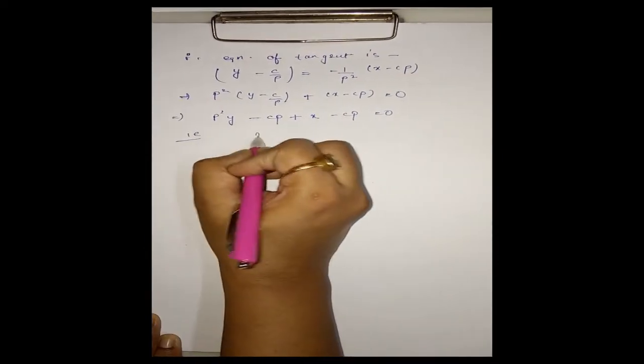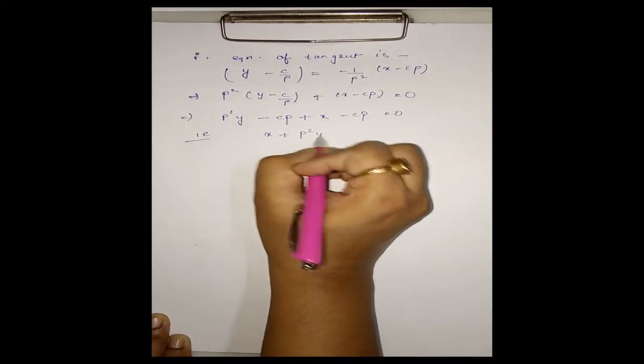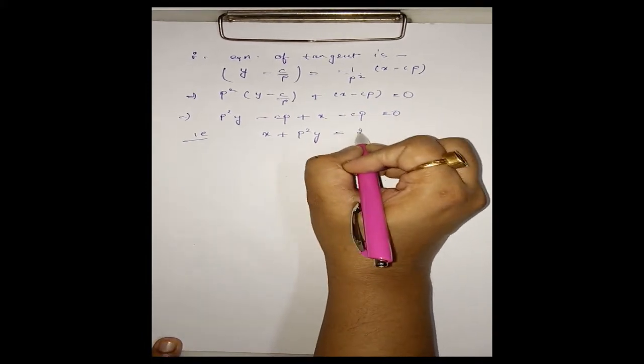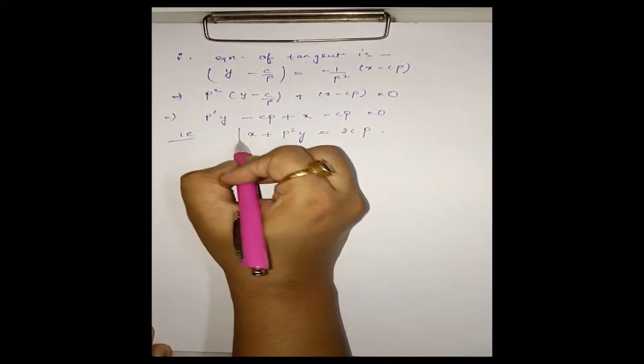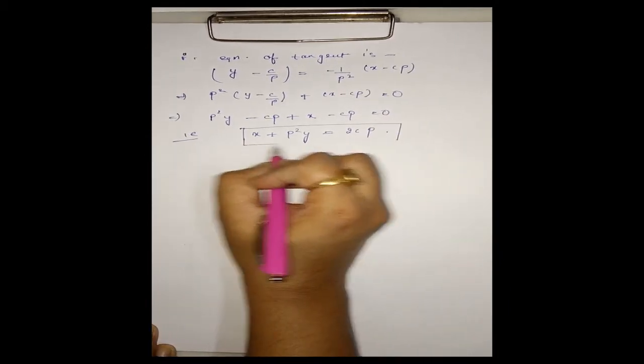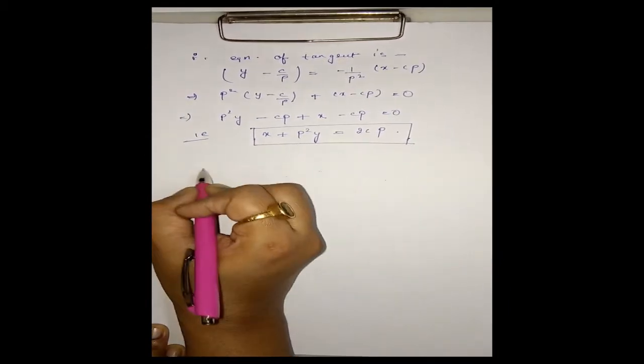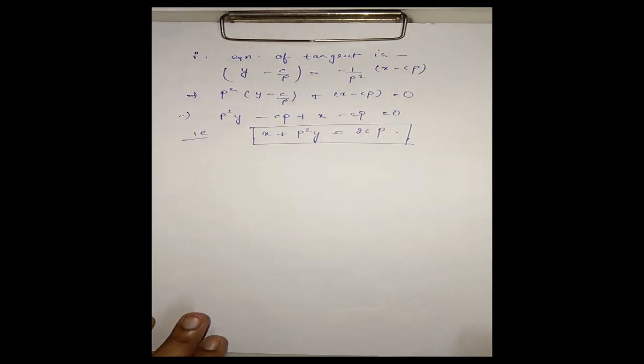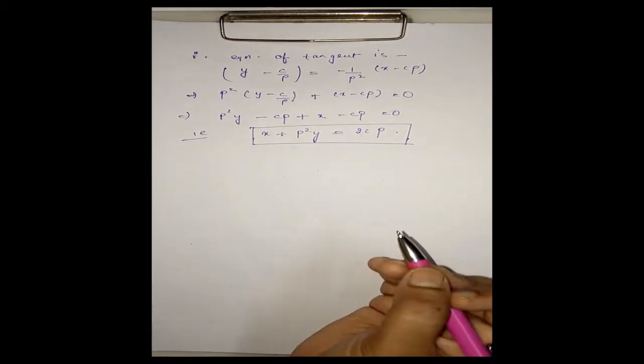That is x plus p square y is equal to 2cp. This is my equation of tangent. Now, to find the equation of normal, first we have to find minus dx by dy.